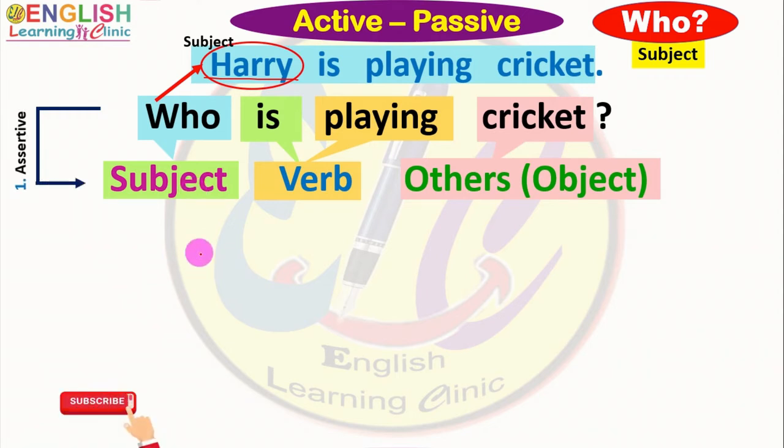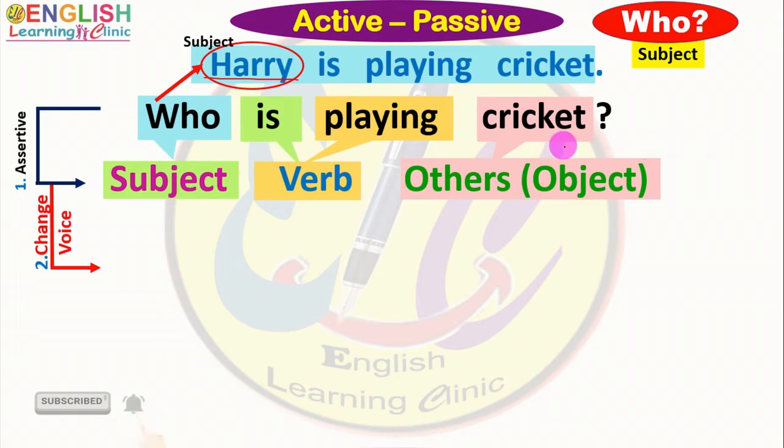Next, change the voice of this assertive structure. To change the voice, you have to first judge whether the verb is in active voice or passive voice. The form shows that the verb is in active voice. So, change the voice of this verb. To change the voice, just place the object in the subject position. That is, the cricket will come to the subject position.